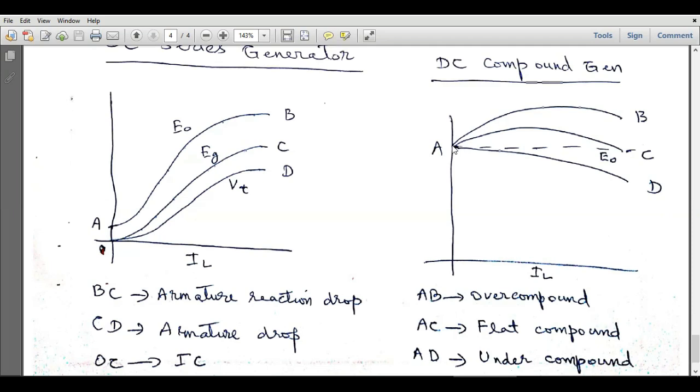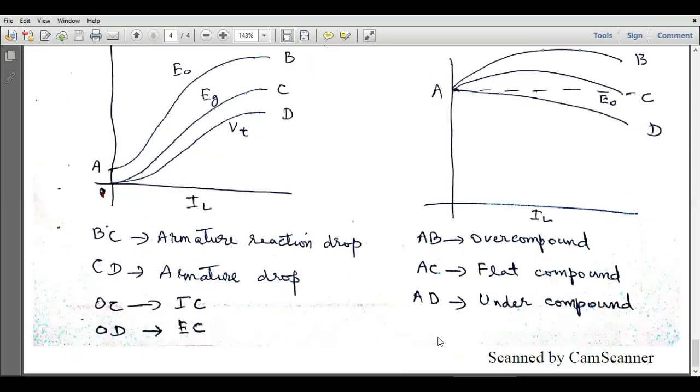Because the DC compound wound generator is established by connecting two field windings with the armature winding, and out of those two field windings, one field winding is connected in parallel with the armature winding, and one field winding is connected in series with the armature winding. If the inductance of the winding connected in series is higher, then we will get such a response. And if the inductance of the field winding which is connected in parallel with the armature winding is high, then we will get such a response. And if the inductance of both the windings is equal, then we will get fairly a straight line, right?